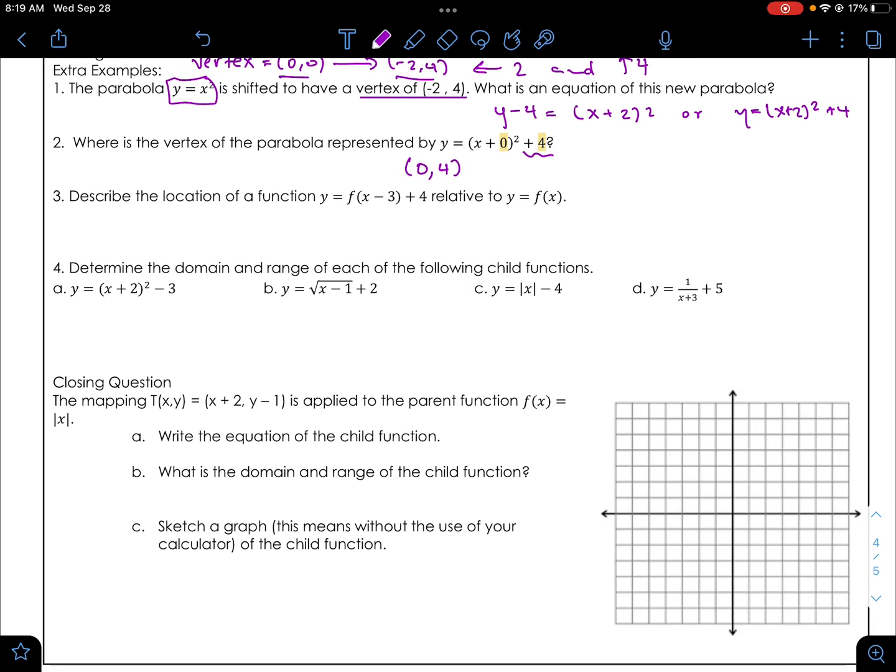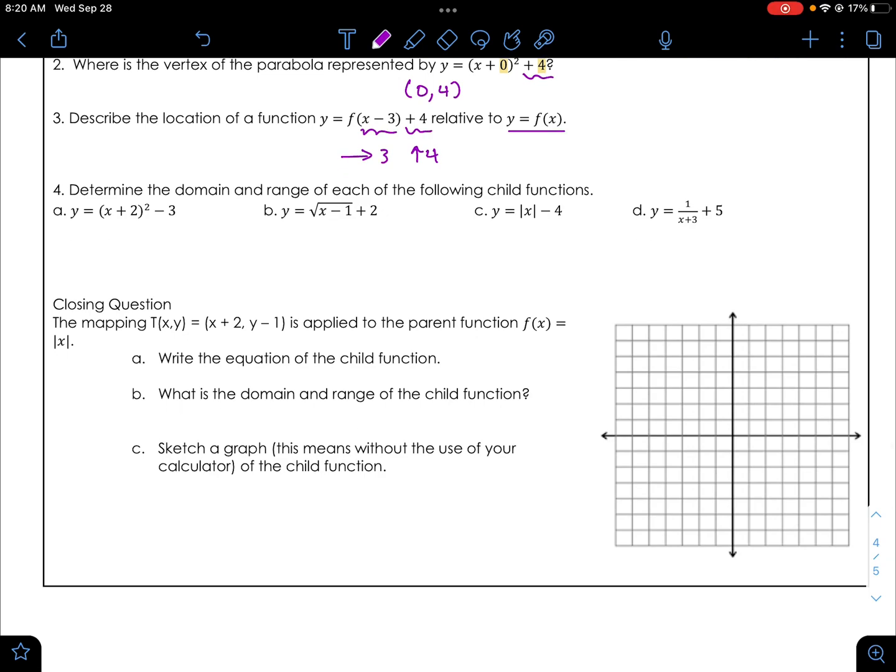Letter number 3 says, describe the location of the function y equals f of x minus 3 plus 4 relative to y equals f of x. Well, x minus 3, x always lies, so we're moving right 3 units. Since that plus 4 is not with y, it does not lie, so that's going to move up 4.